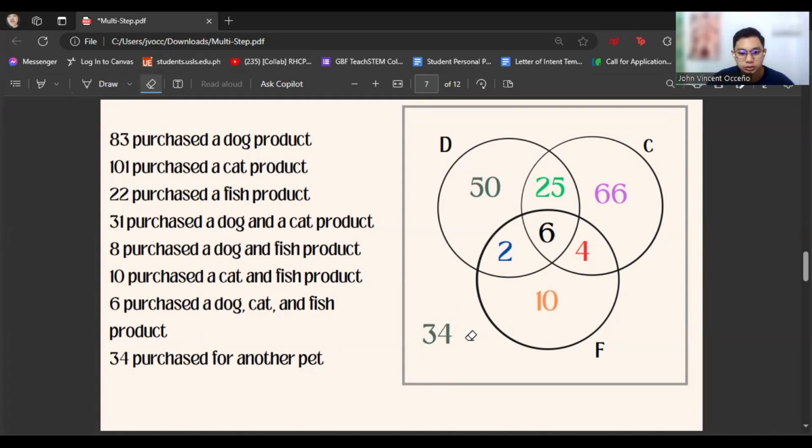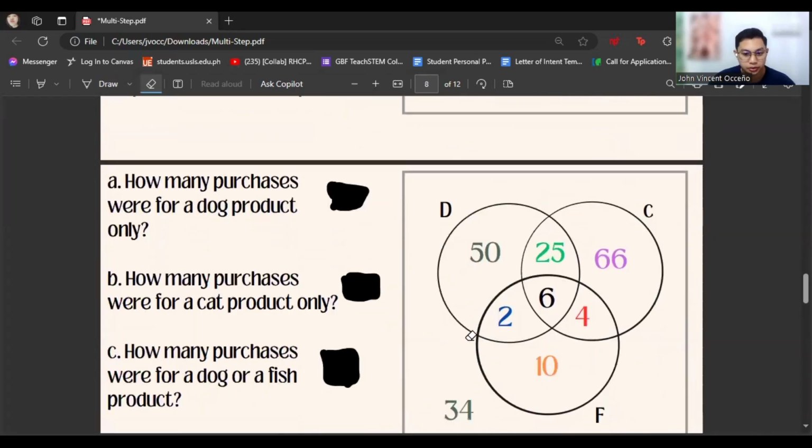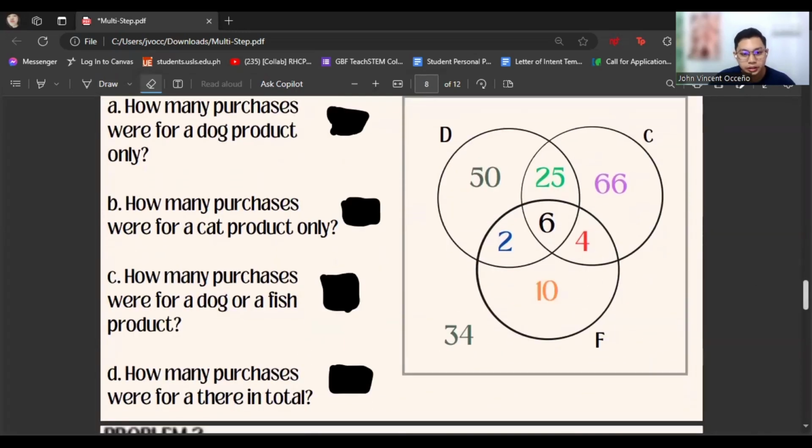Let us move on to answering the questions. So the question here, how many purchases were for a dog product only? A dog product only means no fish product and no cat product. Simply just copy what you have here in the bigger circle of the dog.